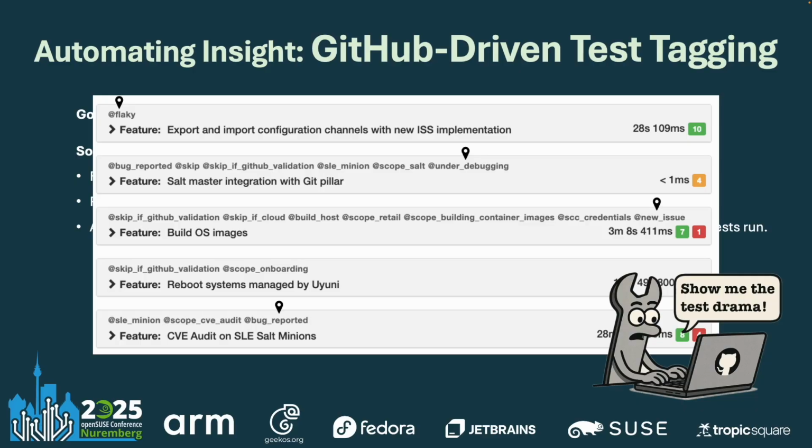The effect of this automation is very important for the test reviewer. When a test fails, they can immediately see these tags. If it's already tagged as flaky or under debugging, they instantly understand the situation. They know it's likely a known problem and they can quickly find the GitHub card for all the past details and avoid starting a new investigation from the beginning.